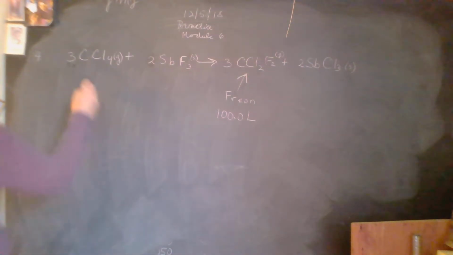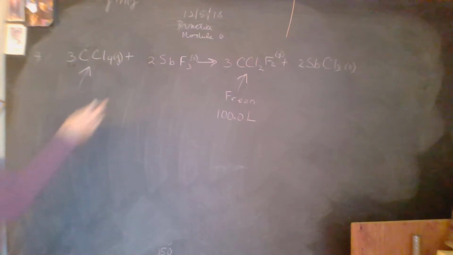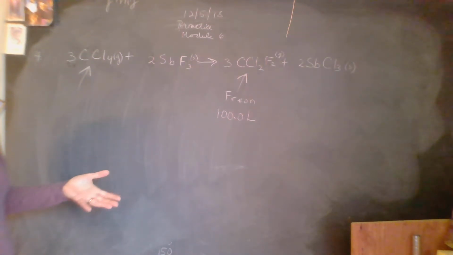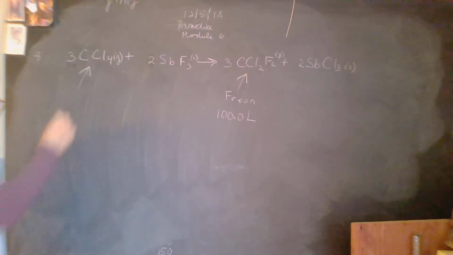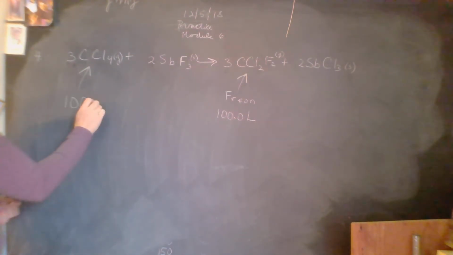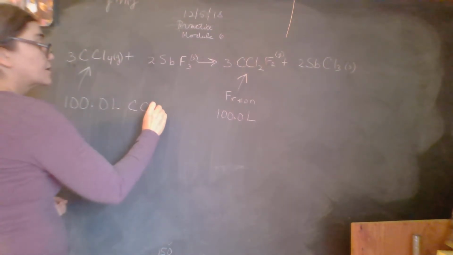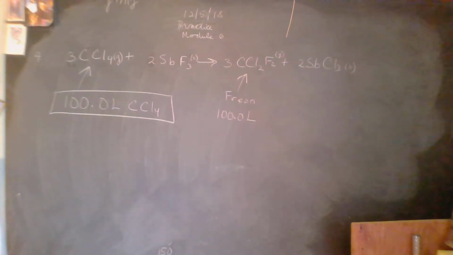So these are both gases. This is the carbon tetrachloride. The relationship is 3 to 3, or we can boil it down to 1 to 1. So if we want 100.0 liters of Freon, we need to use 100.0 liters of carbon tetrachloride. Does that make sense to you? Yes. Wonderful.